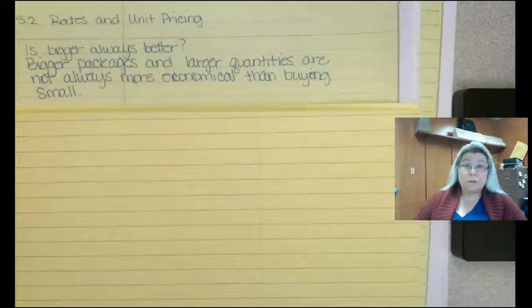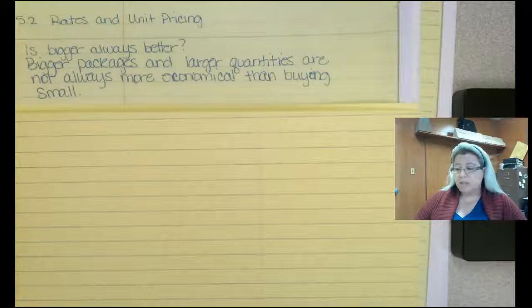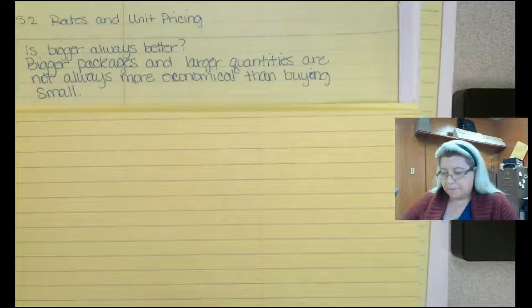If it's something like toilet paper, which I know I'm going to need a year from now, 2 years from now, 10 years from now, then maybe buying in larger quantities saves me money over the long term. So what is unit pricing?